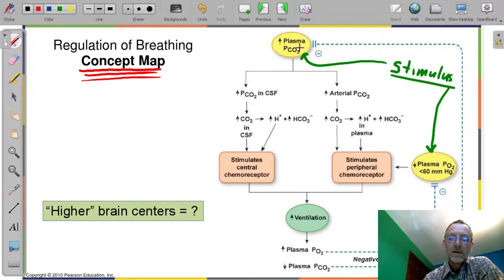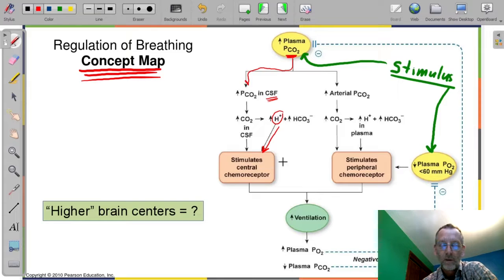So increased CO2 level in the blood. Well, we talked about how that diffuses across the blood-brain barrier and into the CSF. So we're just reviewing what we already talked about. In the CSF, it gets converted to carbonic acid that then dissociates the hydrogen ion, and that stimulates central chemoreceptors, which then stimulates ventilation, which we talked about. So that's just another way of presenting it.